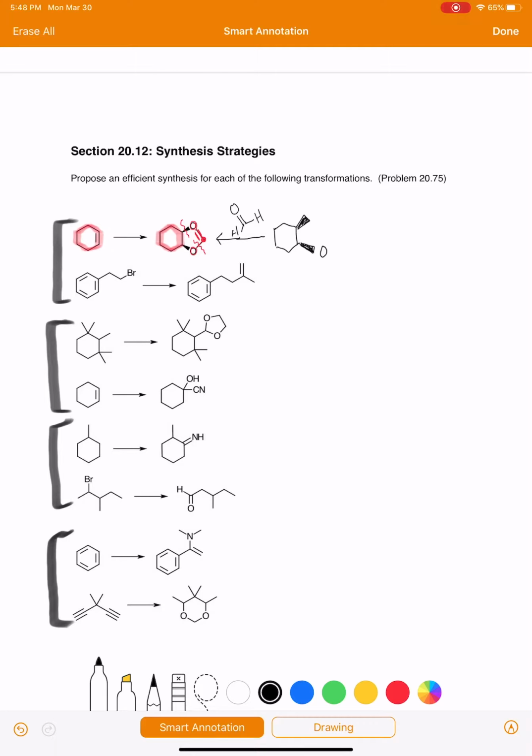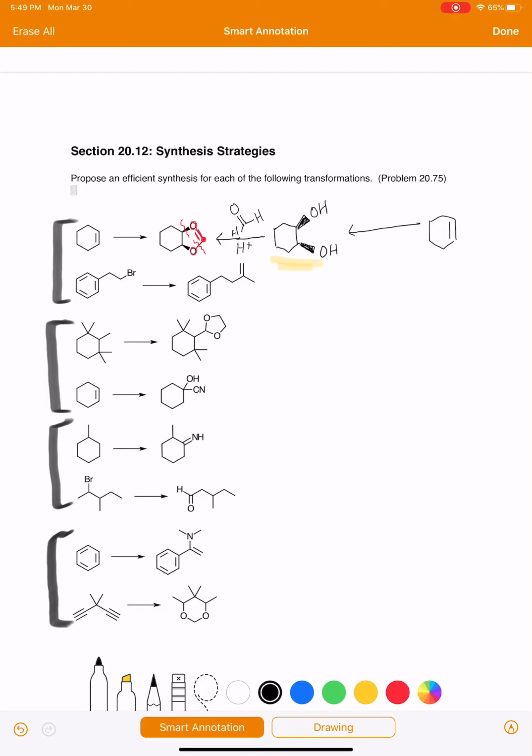And to this reactant right here, I'm going to add an H and an OH. And this is an acid catalyzed reaction, so I'll stick that under the arrow. So now what I need to figure out is, how do I go from my reactant, my cyclohexene, how do I go from cyclohexene to this diol that I need to do the acetal formation? And that's a reaction that we learned back in fall quarter.